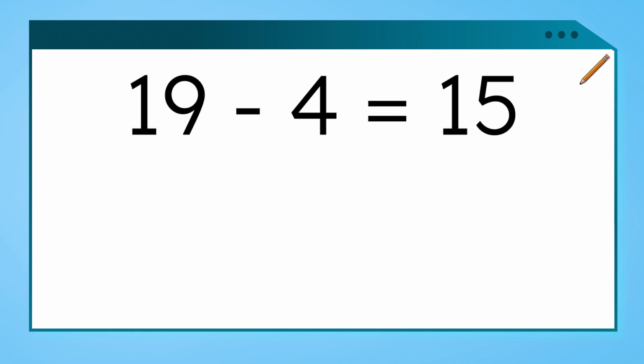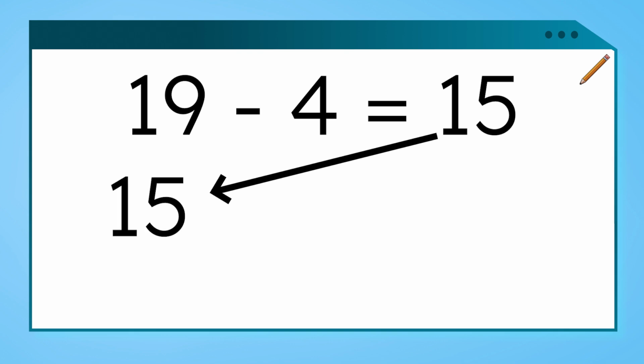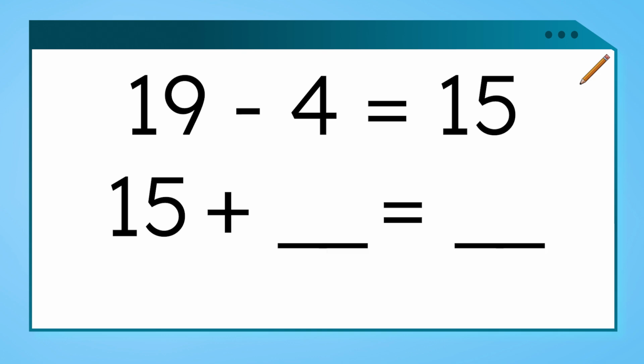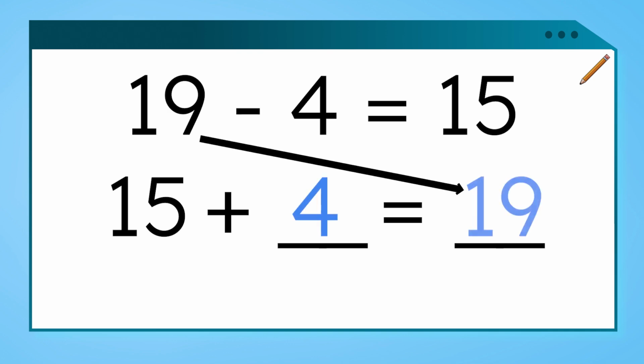Since addition and subtraction are inverse operations, you can rewrite a subtraction problem as an addition problem the same way. The inverse of 19 minus 4 equals 15 would start with the sum 15. Instead of subtracting, we will add. Can you finish the rest of the problem? You've got it. 15 plus 4 equals 19.